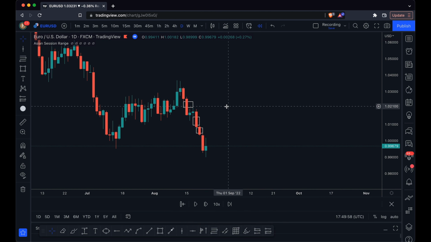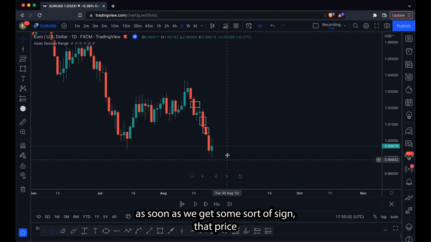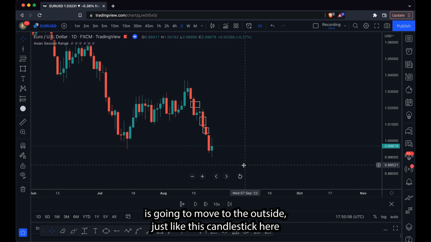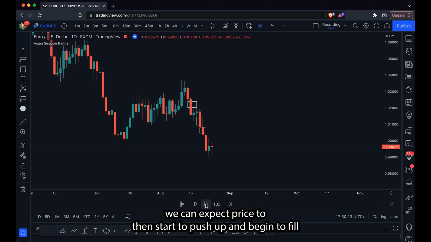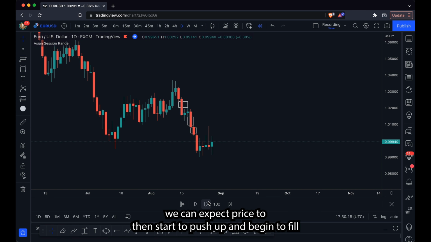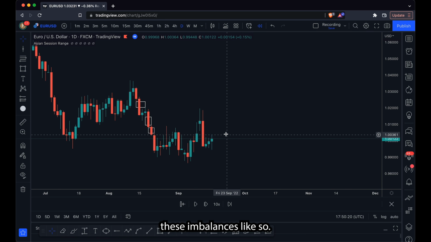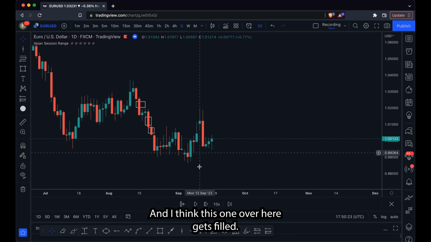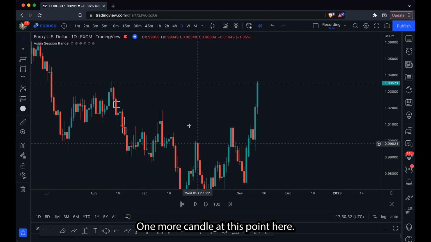And because we know that, we can understand that when we are picking our daily bias, as soon as we get some sort of sign that price is going to move to the upside, just like this candlestick here where we were moving down strongly and then we get a bullish doji, we can expect price to then start to push up and begin to fill these imbalances like so. And I think this one over here gets filled, normal candle at this point here.